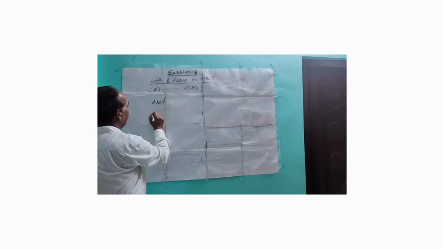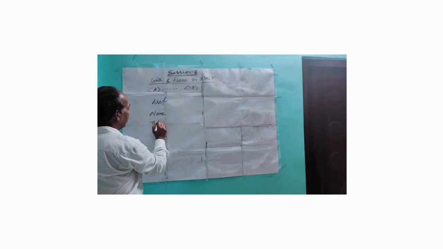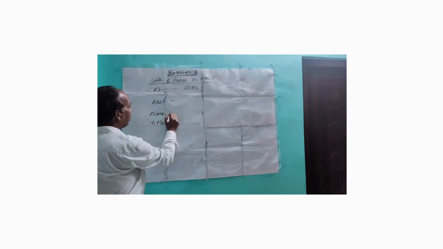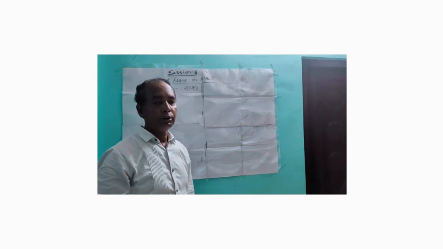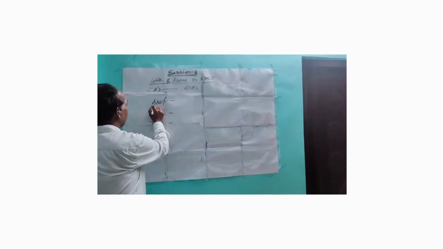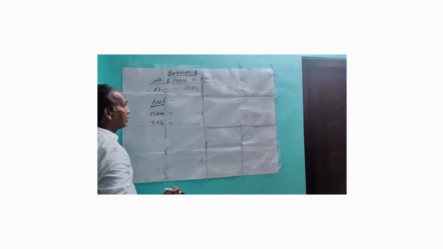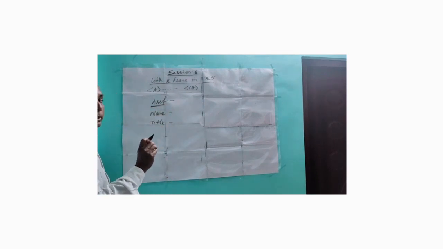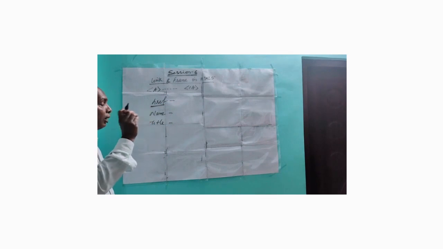href, name, and title. So there are three types of attributes used with the anchor tag. The first one is href. So href, what is the function of href? Why do we use href? As we use src in image, very important to bring the image into your documents.